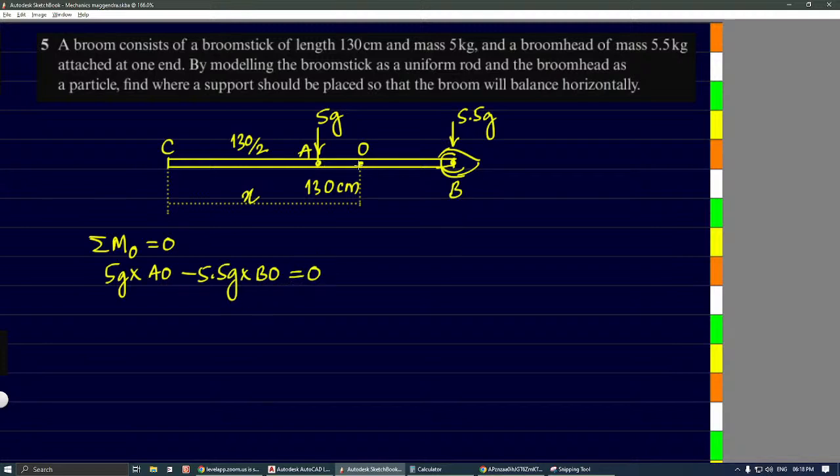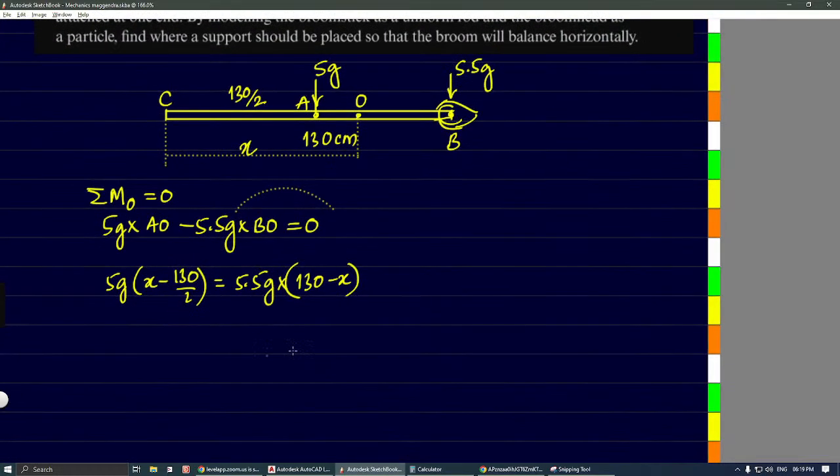Now what is the length AO? AO length is x minus 130 by 2. Yes, x minus 130 by 2, and this whole term, let's take it to the other side, it becomes positive. So 5.5g into BO. Now BO distance will be how much? It will be total length 130 minus x. Yes, 130 minus x. Now we just need to find the value of x. That's it. So solve it.